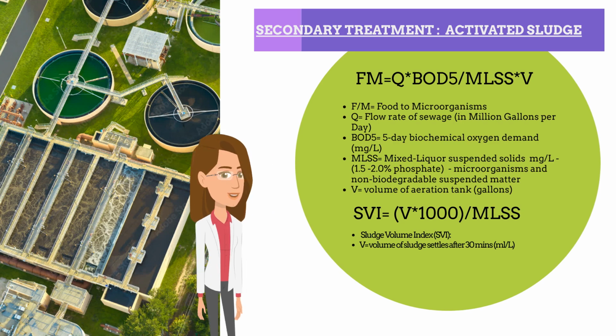To maintain this process, the food-to-microorganism calculation needs to be done, where Q is the flow rate of sewage, in million gallons per day. BOD5 is the 5-day biochemical oxygen demand, in milligrams per liter. MLSS is the mixed liquor suspended solids, in milligrams per liter, and V is the volume of the aeration tank, in gallons. For the routine operation of the sludge settleability, the sludge volume index is determined by multiplying the volume of the settled sludge after 30 minutes by 1,000, and thereafter dividing by the MLSS amount.